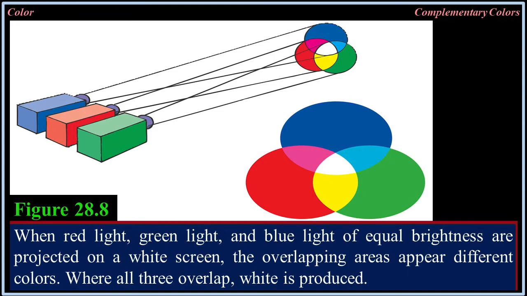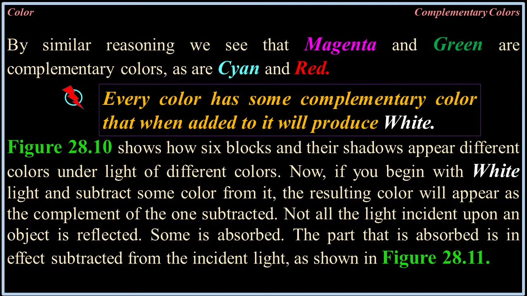Figure 28.8. When red light, green light, and blue light of equal brightness are projected on a white screen, the overlapping areas appear different colors. Where all three overlap, white is produced. By similar reasoning, we see that magenta and green are complementary colors, as are cyan and red. Every color has some complementary color that, when added to it, will produce white. Figure 28.10 shows how 6 blocks and their shadows appear different colors under light of different colors.